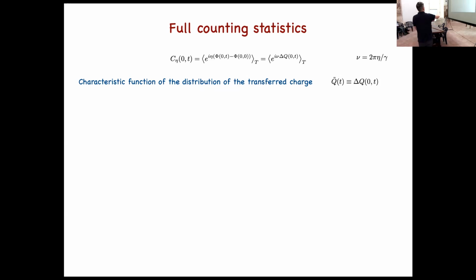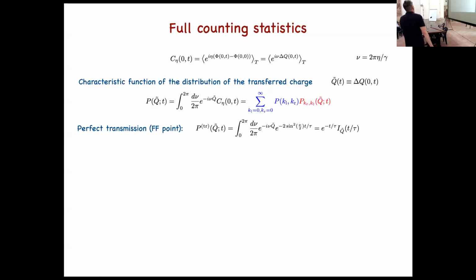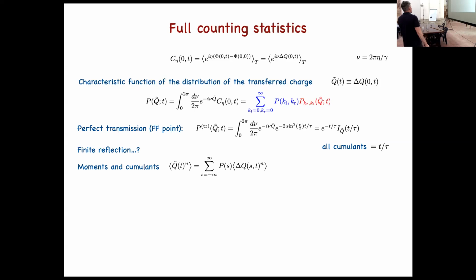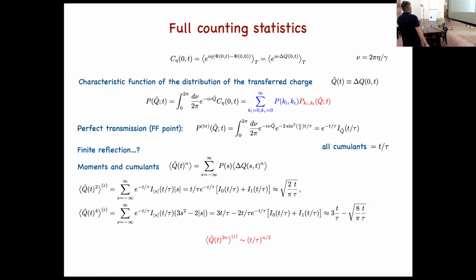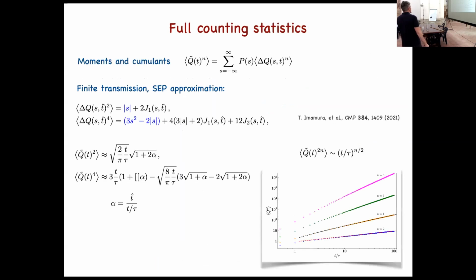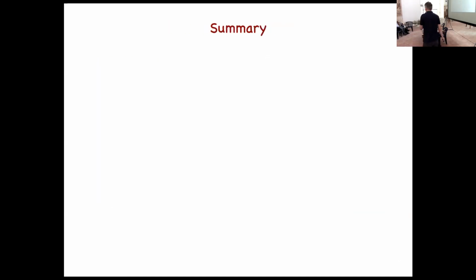Just let me give you one sentence about this. If you remember how I computed this correlation function, this can be regarded as the characteristic function of the transfer charge, the probability distribution of the integrated topological current. So we also looked at this, but let me just skip these two slides and come to my conclusions.